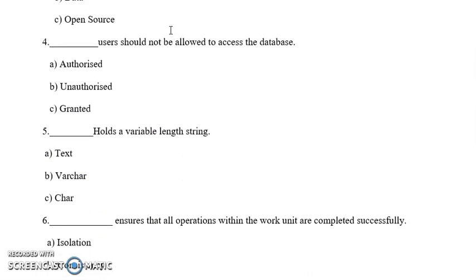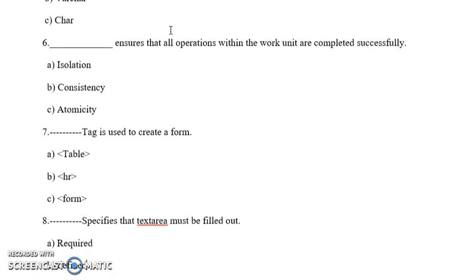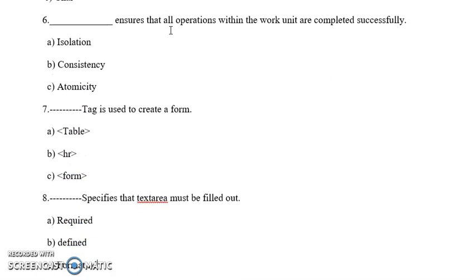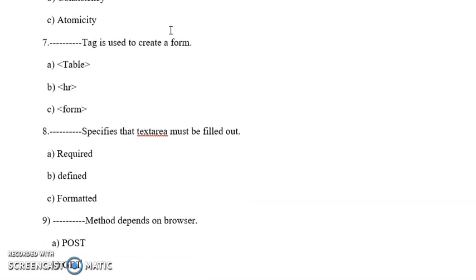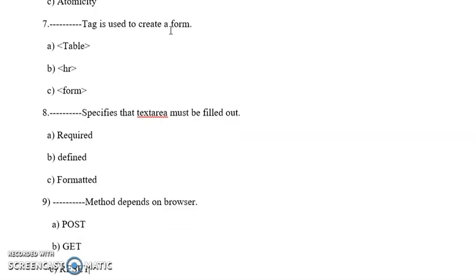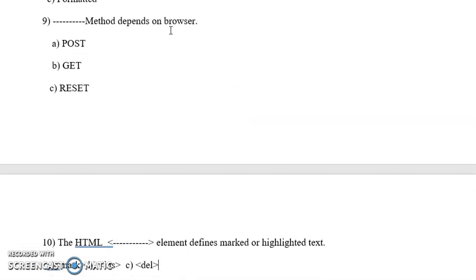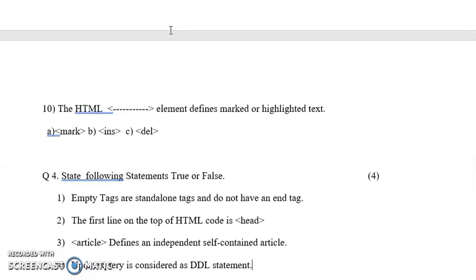Next, dash user should not be allowed to access the database. Again you have 3 options like authorized, unauthorized, granted. Next, dash holds a variable length string. We have options like text, varchar, char. Next, dash ensures that all the operations within the work unit are completed successfully. Next, dash tag is used to create a form. Next, dash specifies that a text area must be filled out. And next we have dash method depends on the browser, and the last one is the HTML element that defines marked or highlighted text. So which tag is it?